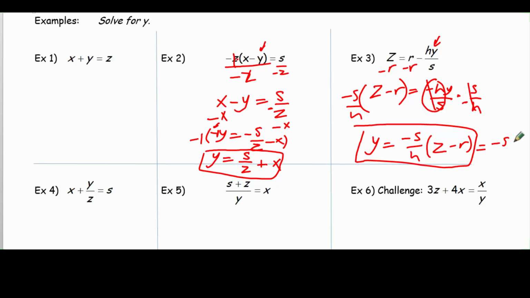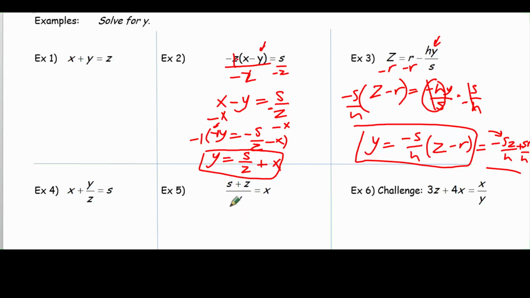Negative sz over h plus sr over h. Now, this is a fine answer, but if you're going to distribute, make sure that you distribute correctly, especially watching the signs. Alright, let's do example 5 as well, and I'll leave you the other ones for yourself.